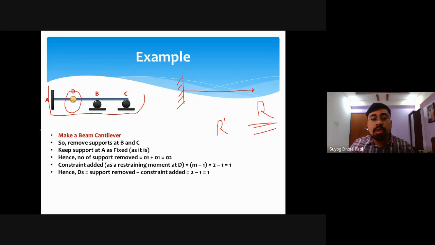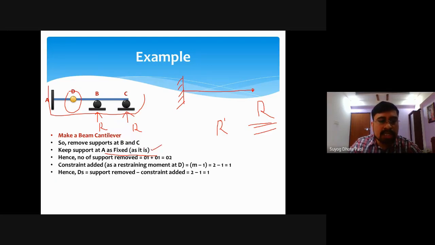For this particular structure, for making a cantilever beam, for support B we have only one reaction, so this R value is only one. B is a roller support and at C it is also a roller support, so the reaction is one. So this is again R, this is again R. Remove both the supports, the support at B and the support at C, keeping A fixed as it is already provided.